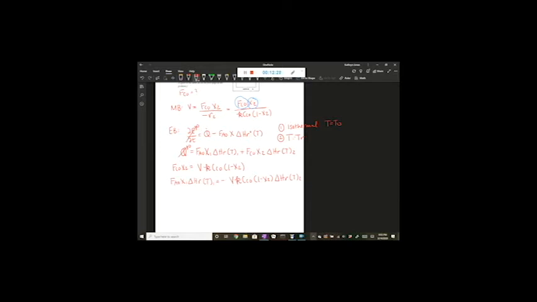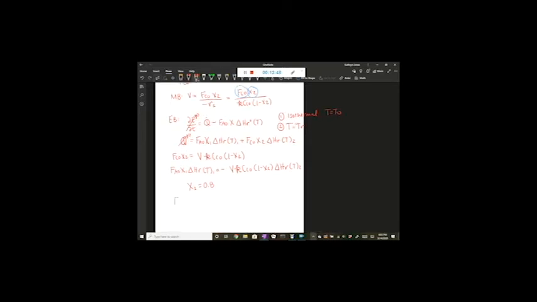From here, it's just solving for X2. Take all of the numbers from before, plug in. I'm not going to write it here because I'm assuming that you guys can do this, and you get X2 is equal to 0.8. And now I can plug in to my design equation and solve for FC naught, in which case I get FC naught is going to be equal to V K C C naught 1 minus X2 divided by X2, and you get a value of 125 moles per minute.